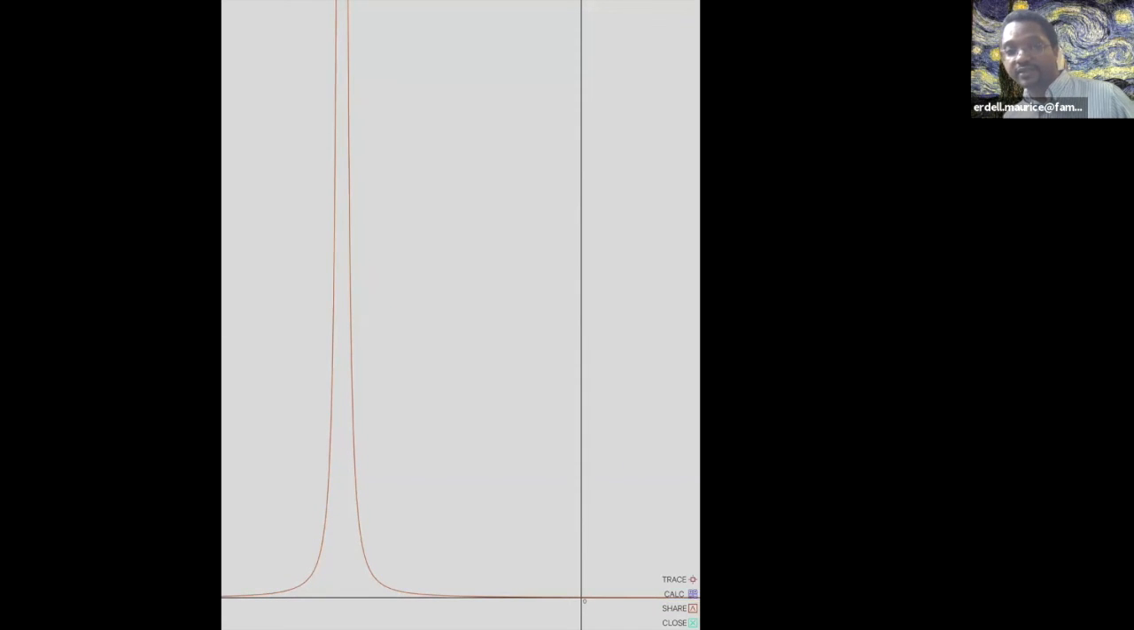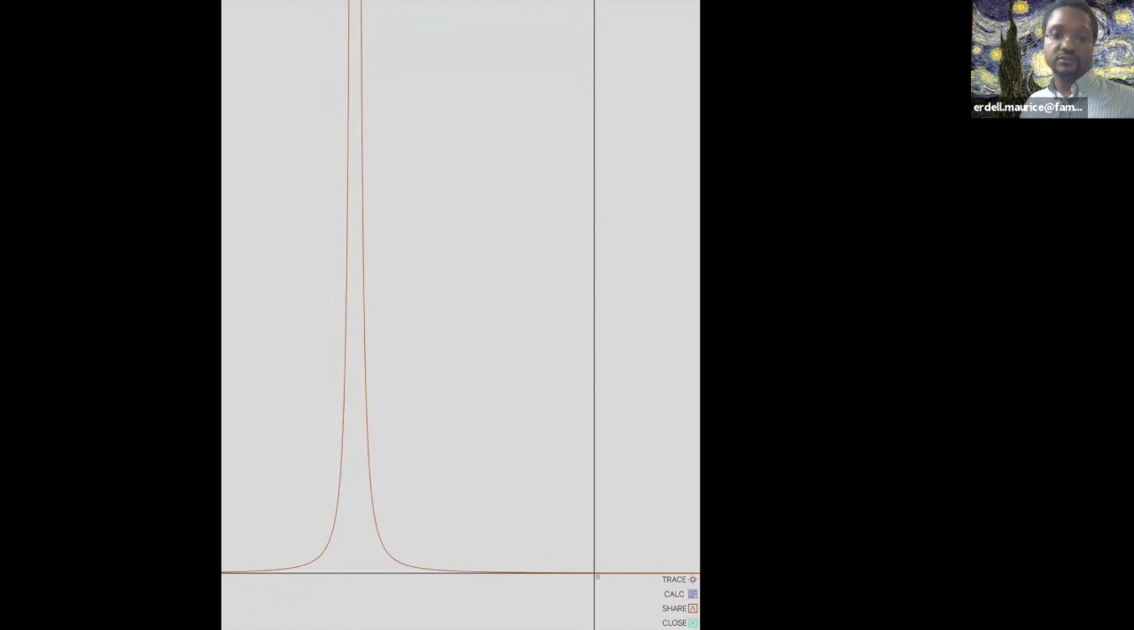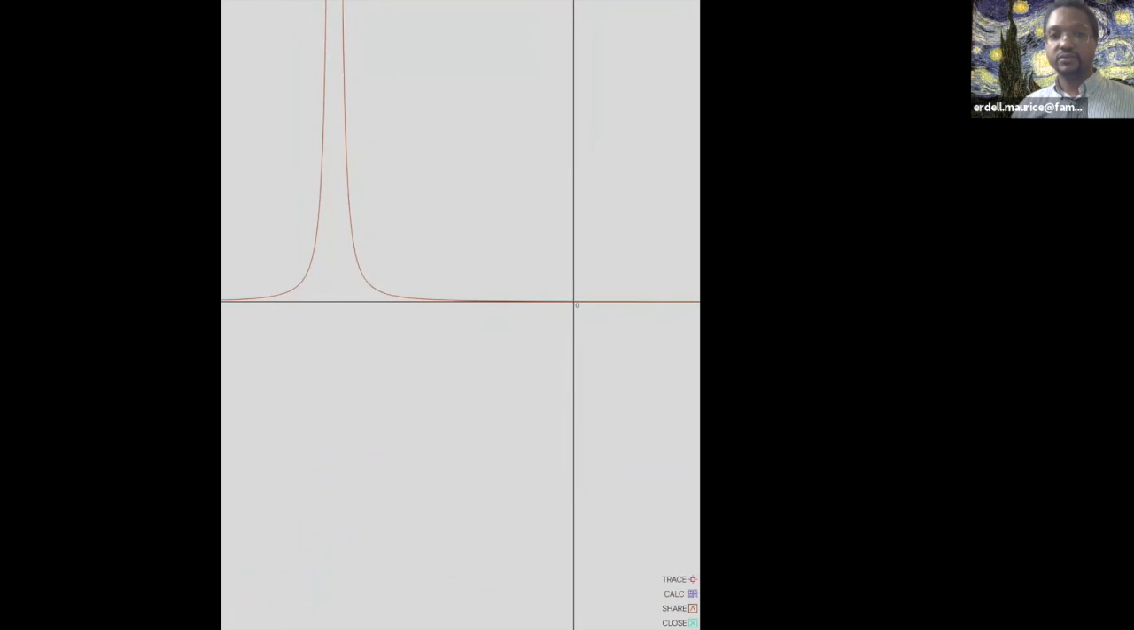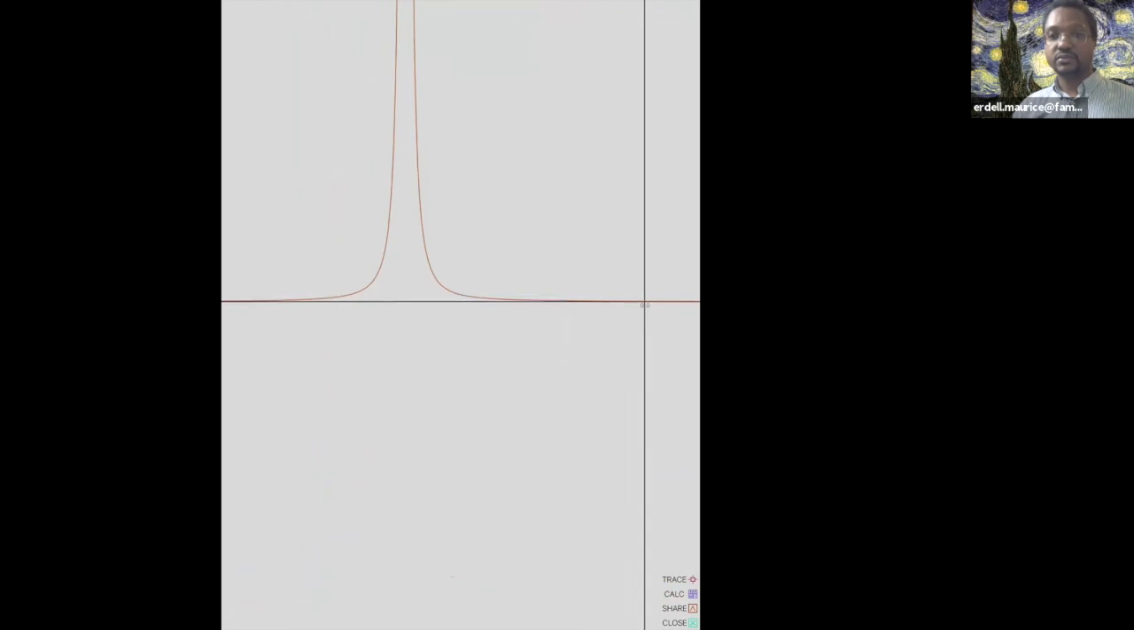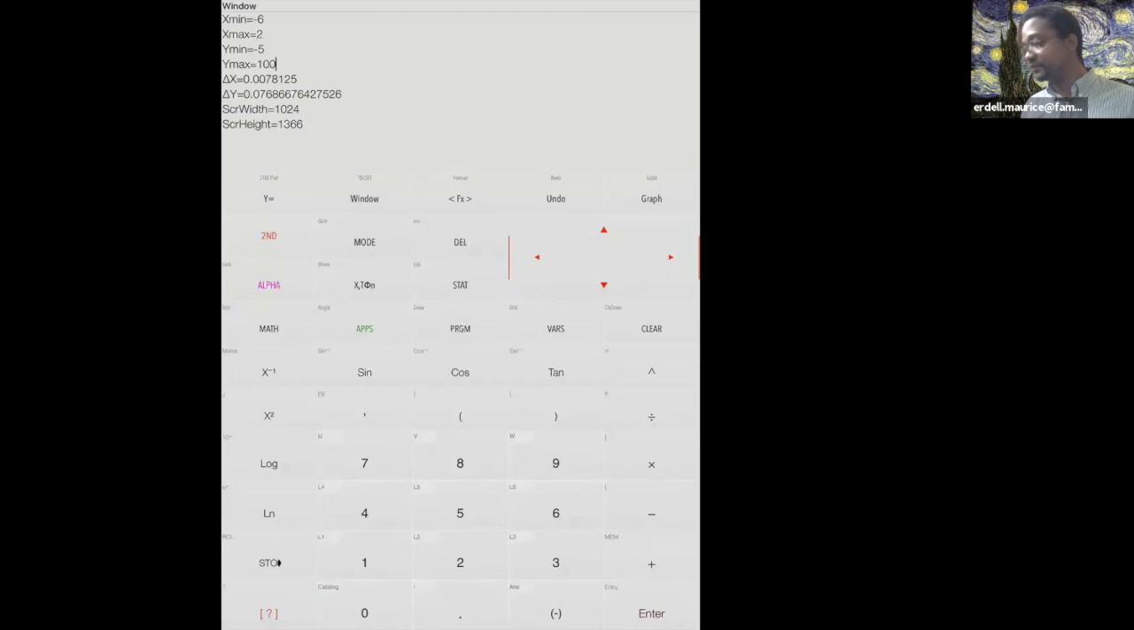I can't write on the screen, but I could. At -4 right here, that's where the asymptote is, and you can see on both sides, the graph is going up. In fact, if I keep scrolling, see the graph is going to go up and up and up forever. Any questions there? Okay, cool.